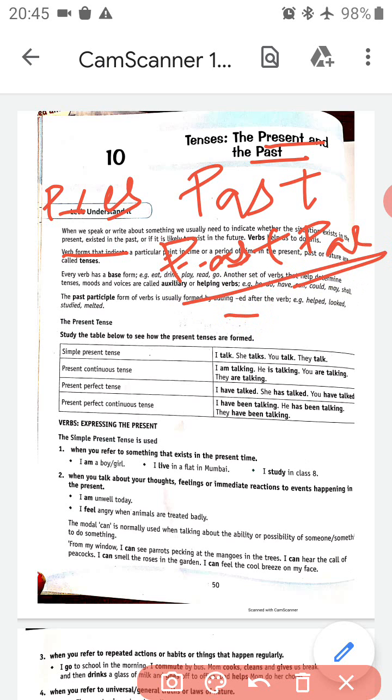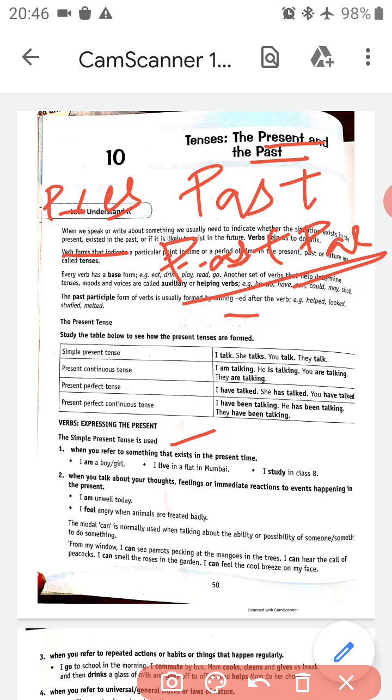Now first of all we'll study about the present tense. Study the table below to see how the present tenses are formed. Simple present tense: I talk, she talks, you talk, they talk. Present continuous tense: I am talking, he is talking, you are talking, they are talking. Present perfect tense: I have talked, she has talked, you have talked. Present perfect continuous tense: I have been talking, he has been talking, and they have been talking. So these are verbs expressing the present. First we'll study about simple present tense.